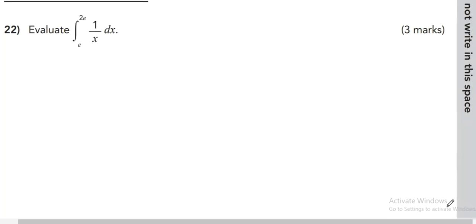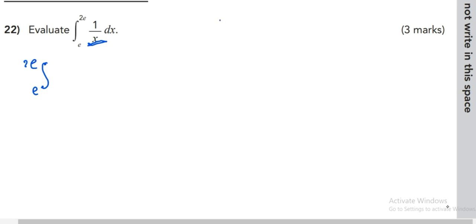Question 22. Evaluate the definite integration from e to 2e of 1 over x dx. Here it's a direct question and it's very simple. We'll just integrate this expression and then substitute these values, substitute the second value, then subtract to find the final answer. So the first step, we have to integrate the expression. Integration of 1 over x.